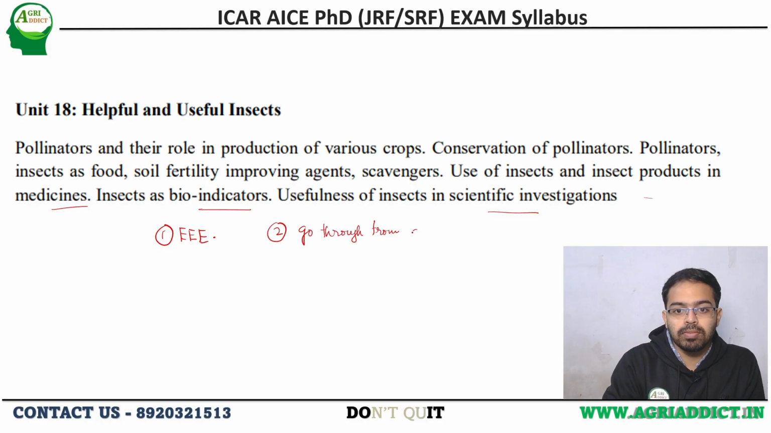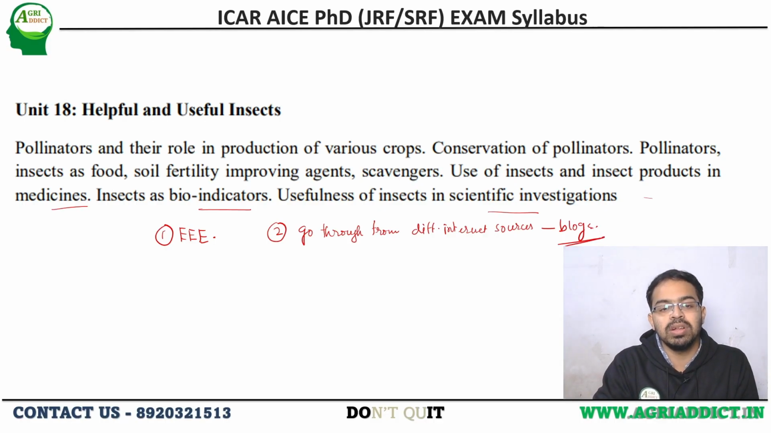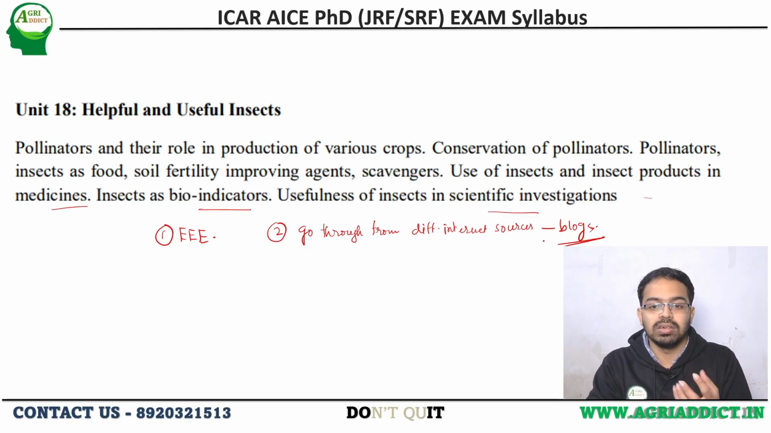different internet sources such as scientific blogs, because in scientific blogs you can be able to find many new things. So this type of things which are recent advancement or recent investigations, so you need to see all these things very carefully, which you cannot be able to get in any books. So you need to read all these things from different internet sources such as scientific blogs.